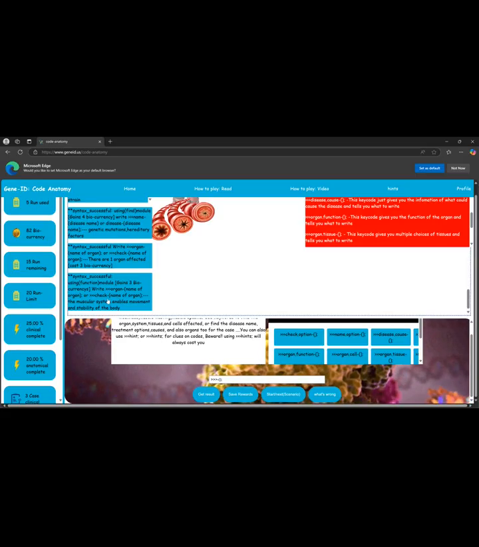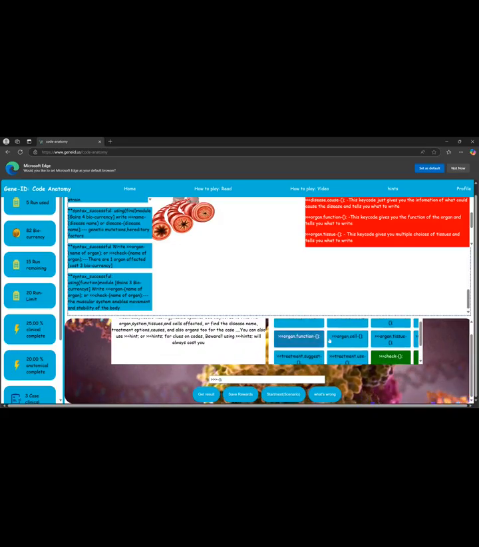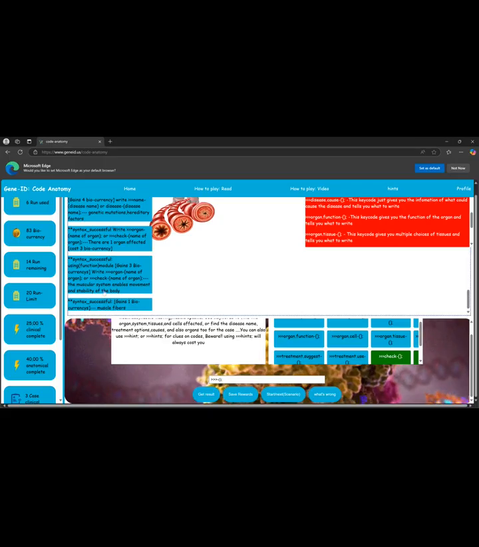So we should check the organ name. All right, the muscle system enables movement and stability of the body. Okay, so it's talking about the organ system. All right, beautiful. Organ cell. Let's see what results. 40%. Let's go. So the cells involved here are muscle fibers.